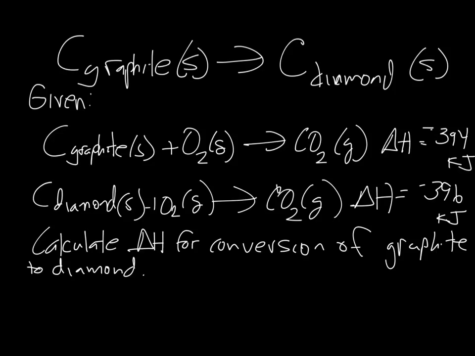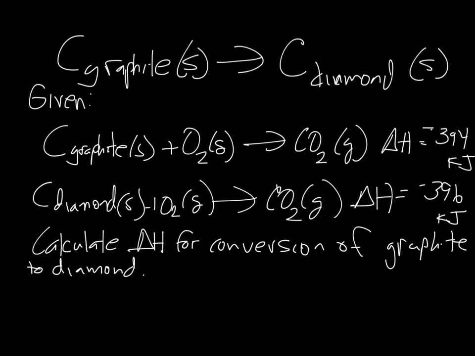And we have our thermochemical equations here that are given to us. And of course, in a thermochemical equation, you also have your delta H's included. So let's take a look. That's what we're given: carbon graphite plus oxygen going to CO2 gas, and carbon diamond plus oxygen going to CO2 gas also, and their respective delta H's for each of them.